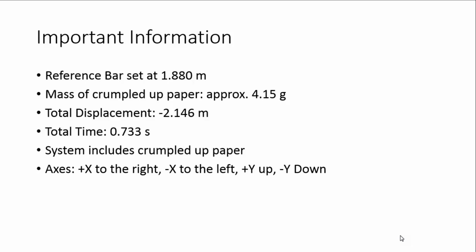Total displacement was negative 2.146 meters. So the distance from my hand being held above my head to the floor wound up being 2.146 meters. Total time was 0.733 seconds. The system includes the crumpled up paper. The axes had positive x to the right, negative x to the left, positive y up, and negative y down.